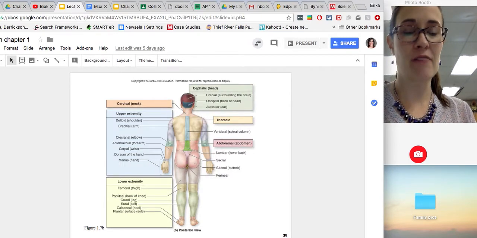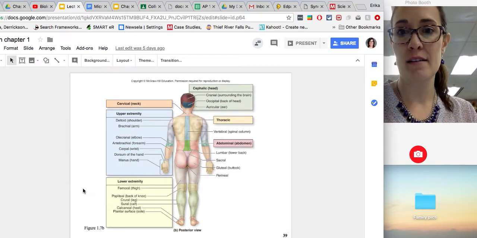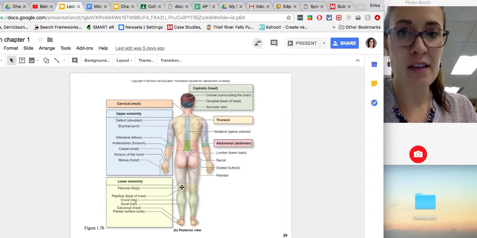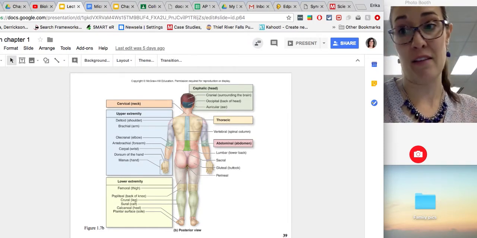And then there's a back view, front and back. For example, you can't see the popliteal region from the front view because it's the back of the knee.